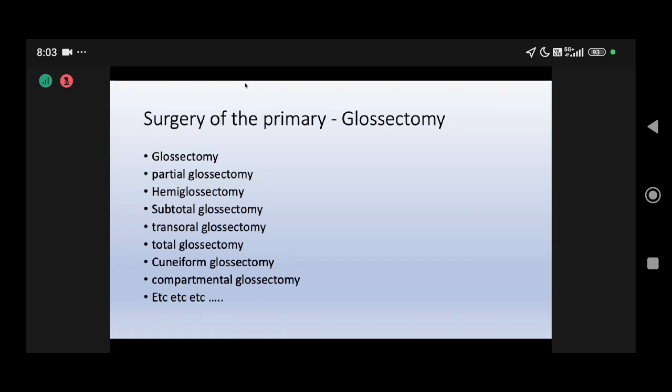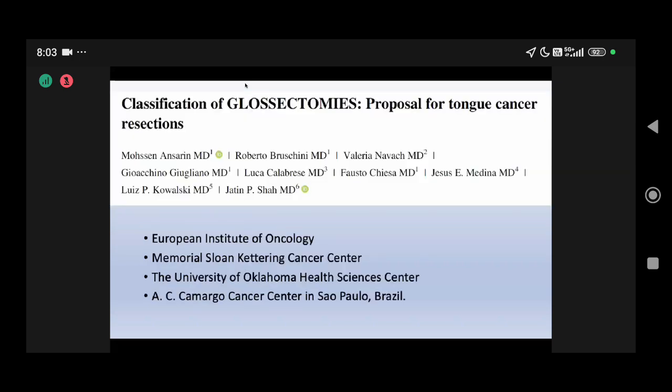Glossectomy is the one box, which is the term chosen for any surgery of the tongue. Can be partial, can be hemi, can be subtotal, can be transoral, can be total, and n number of names. Due to these different names of the glossectomies, it becomes impossible to compare the glossectomy, the techniques, and the result across different surgeons and across different institutes.